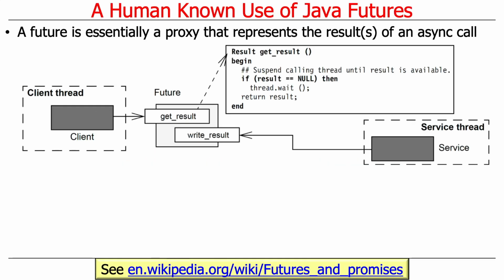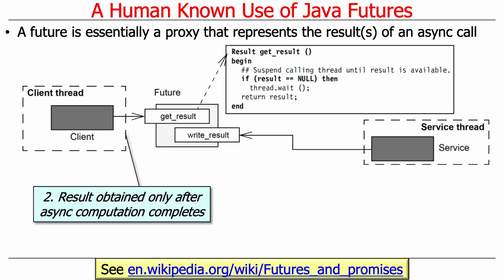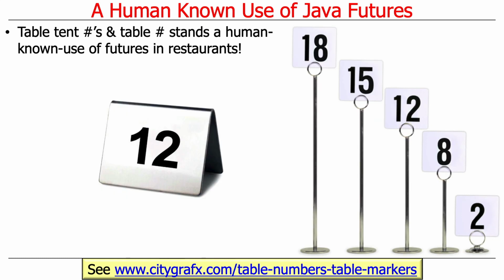So a future is essentially a proxy that represents the results of an asynchronous call. The concept of a proxy was introduced in the Gang of Four book and the Pattern-Oriented Software Architecture Volume 1 series. There's a proxy pattern there. It's basically a stand-in for something, if you will. And the way things work is you invoke an operation, say asynchronous, that goes off and runs, and you get back a future, and the result will be obtained only after that asynchronous computation completes.